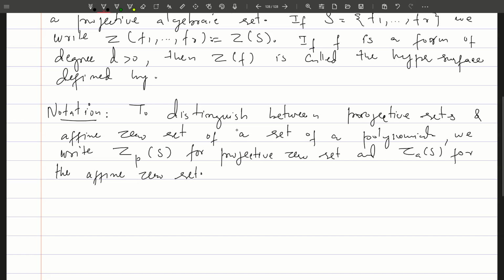In the plane, two distinct lines meet at a unique point, except when they are parallel. But in projective spaces, there are no such exceptions. So that is why we need these projective spaces. In the next lecture, we will give some examples of these projective zero sets.